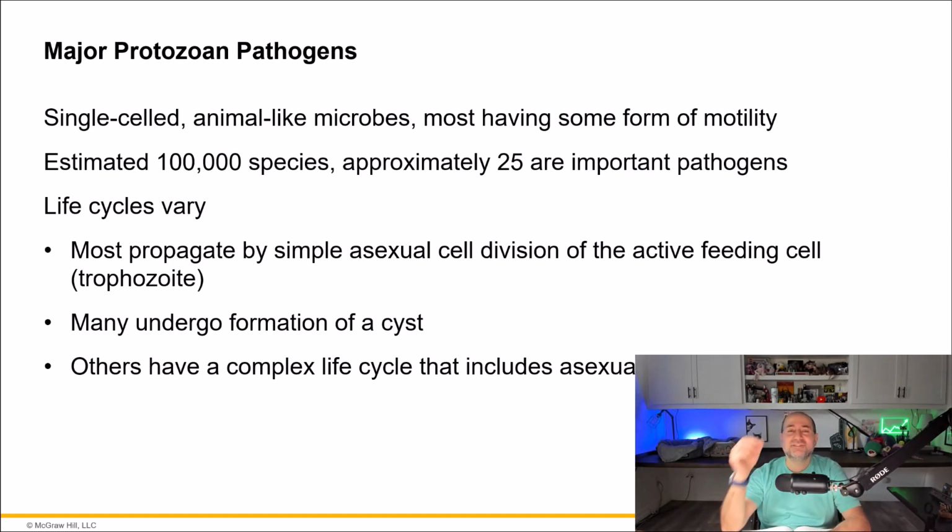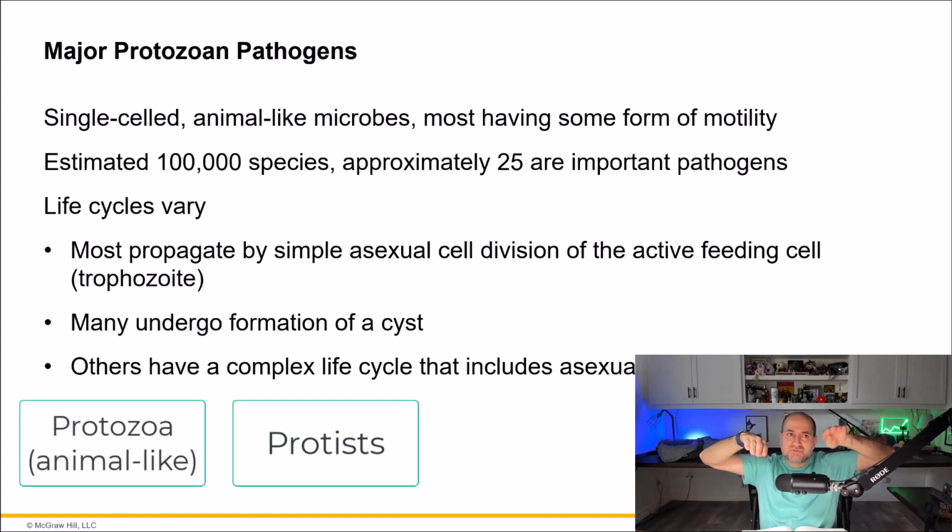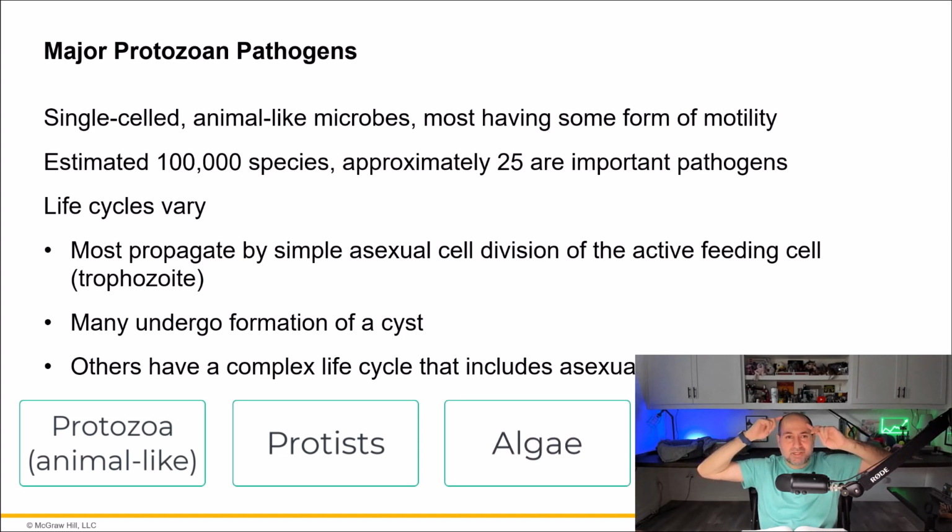So think of it this way. Do you guys remember the protists? We talked about protists. There are two branches of protists. And remember, the animal-like ones are called the protozoans or protozoa, and the plant-like ones are the algae. Think of it that way. So that's what we mean by animal-like microbes, most having some form of motility.